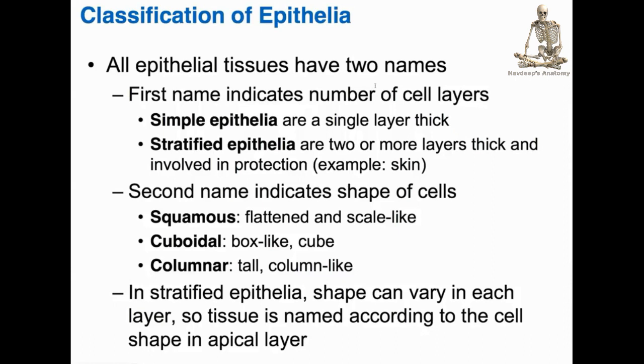So when we are talking about the stratified epithelia, the tissue is named according to the cell shape in the apical layer. For example, the stratified cuboidal epithelium may also have columnar cells, squamous cells, all types of cells may be present in the stratified epithelium. But when we say stratified columnar epithelium, it means that the epithelium has different layers of cells, but the apical layer, the topmost layer of the tissue, is composed of columnar cells. So always when you have to name a particular type of tissue, you have to name it by the apical layer of cells.